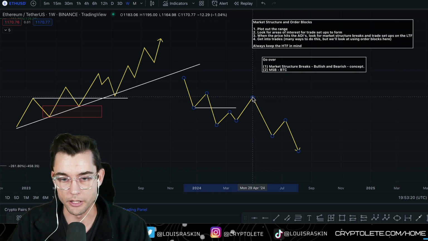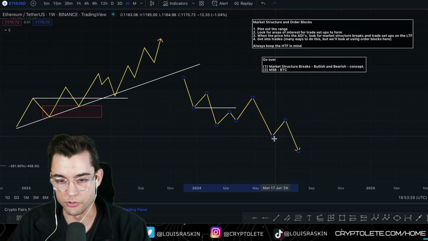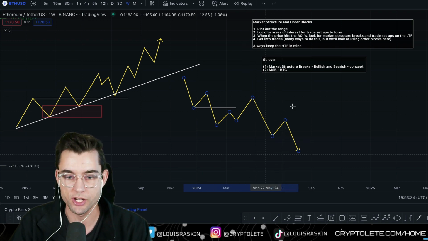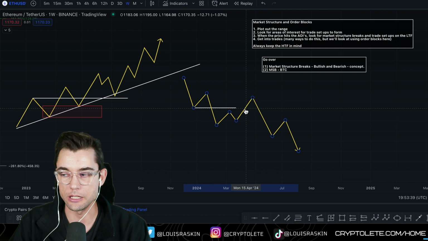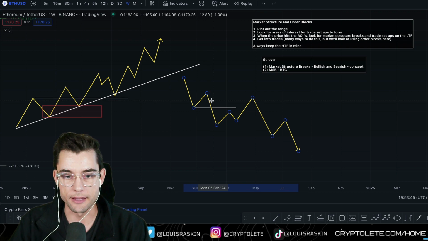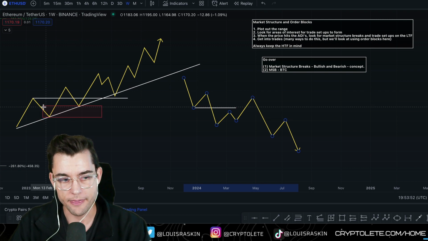And eventually big money, who sold right here, who bought right here, and who bought right here, they end up just dumping all of it and having a huge market structure break to the downside and huge sell-off. And so that's the general gist of what's going on here, because they need the liquidity from the retail and from the buyers. They need that liquidity in order to sell. And they also need the liquidity in order to buy. They need retail to sell down here so that they could start buying. That's the purpose of these order blocks.